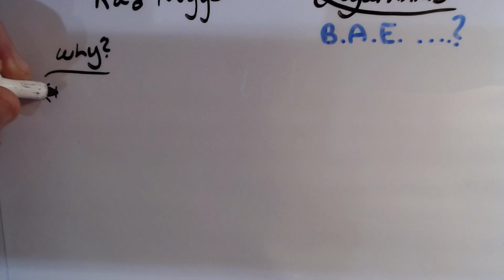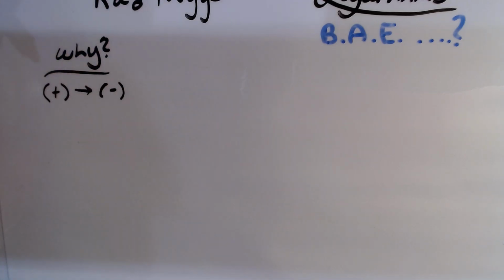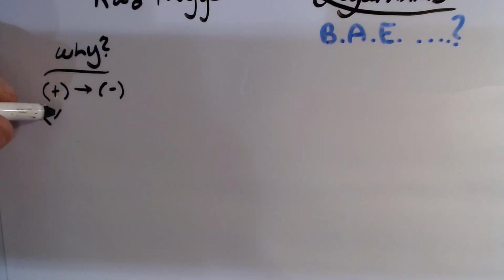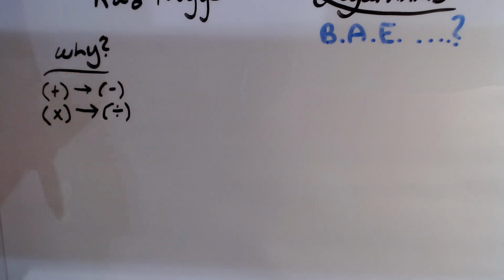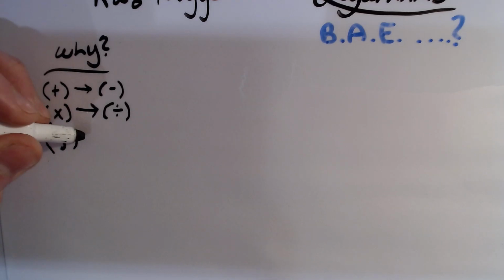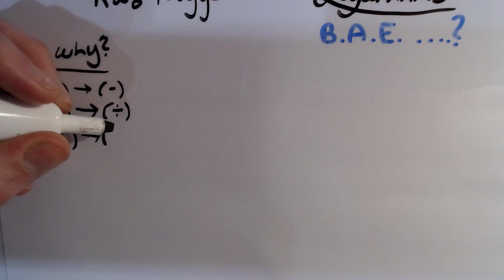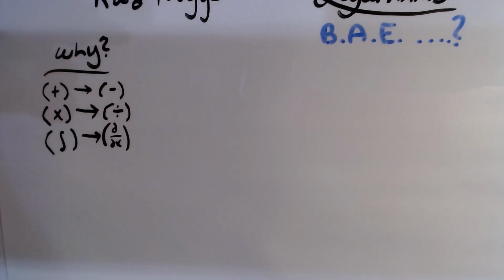Well, if we have an addition operation, the opposite of that is subtraction. If we have a multiplication operation, the opposite of that is division. Even in more complex mathematics, if we have something like an integral operation, the opposite of that is a derivative, and so on and so forth.